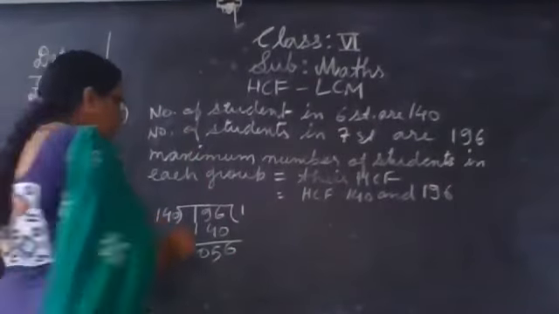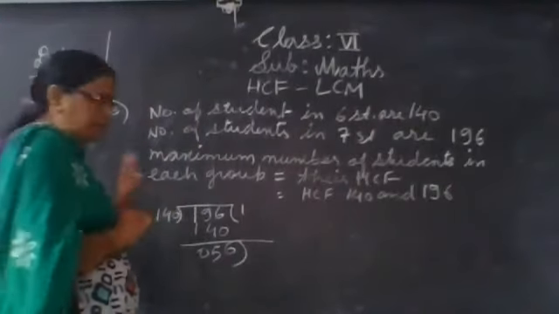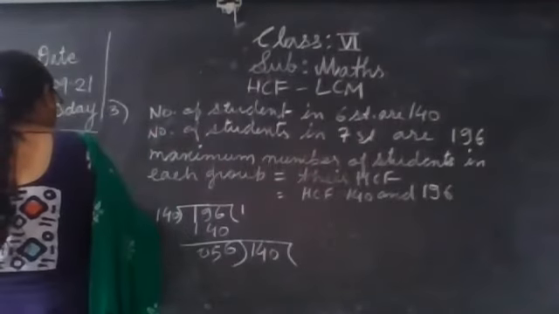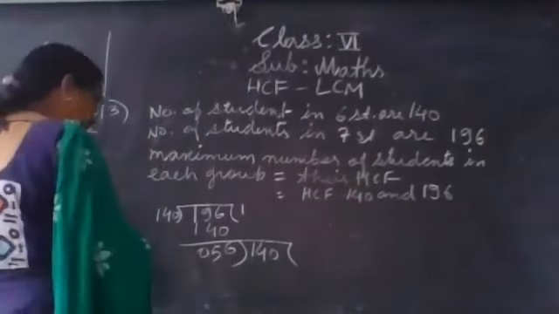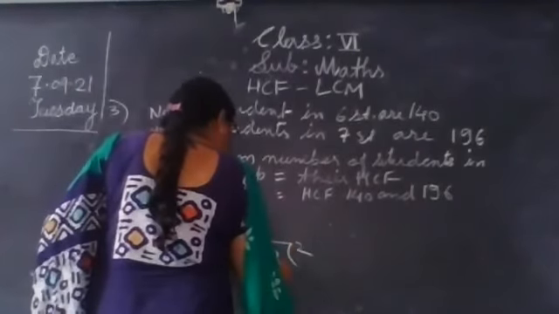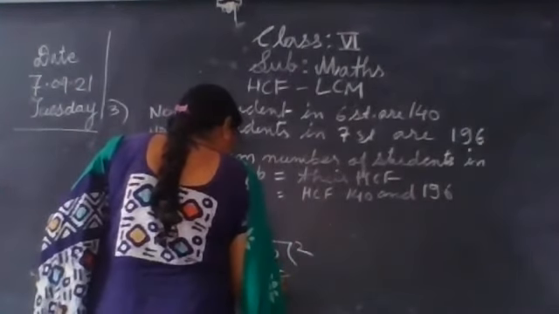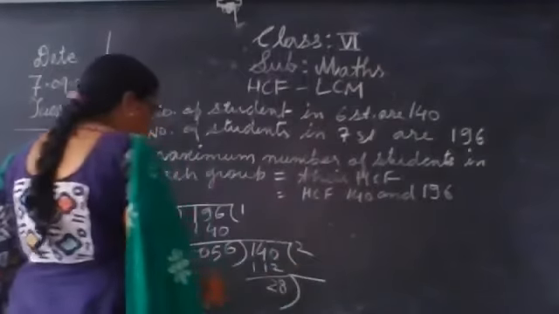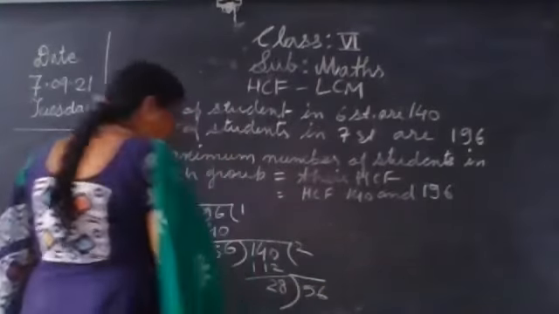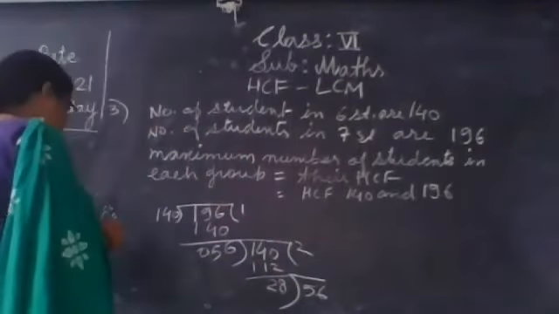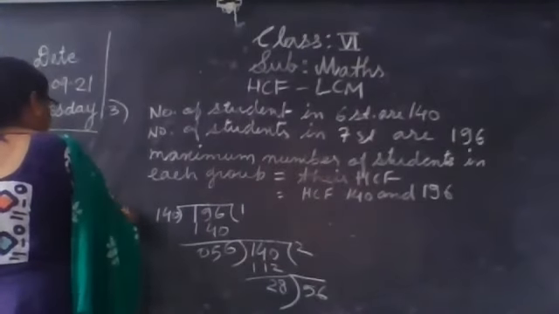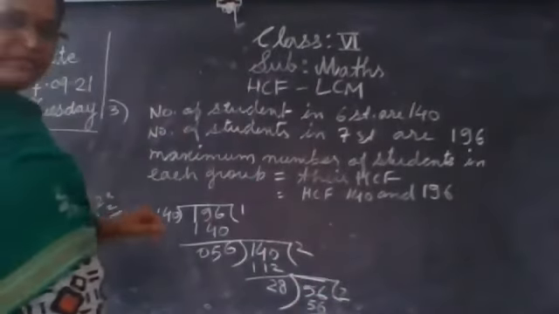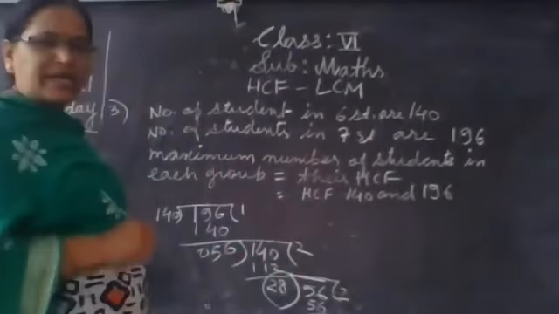Now, see children, this remainder 56 becomes the divisor, and the first divisor 140 becomes the dividend. 56 twos are 112, and 140 minus 112 is 28. Now this remainder 28 becomes the divisor. 28 twos are 56. So the HCF is 28. So each group has 28 students.